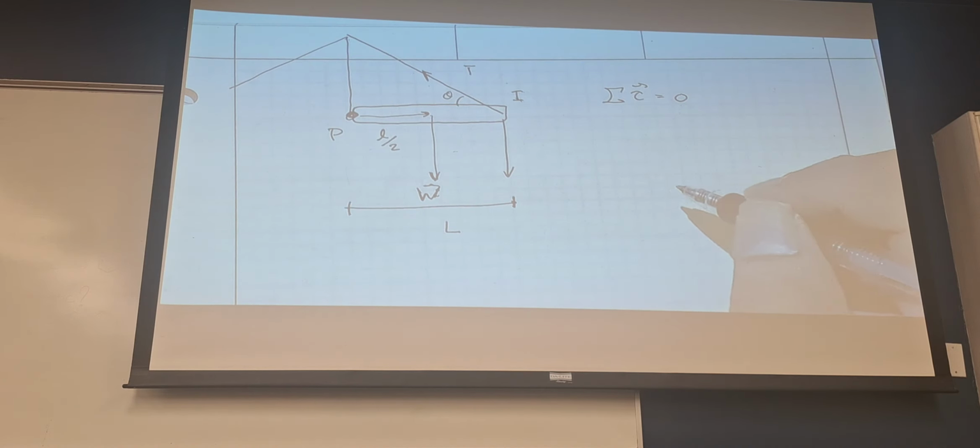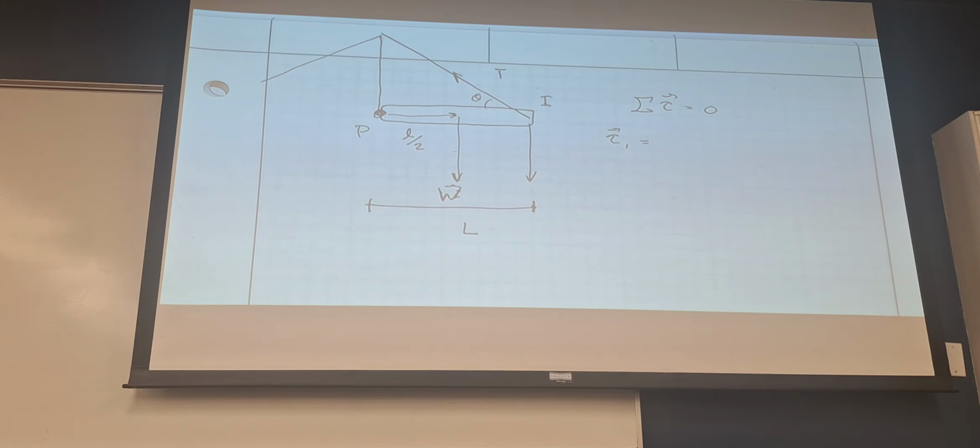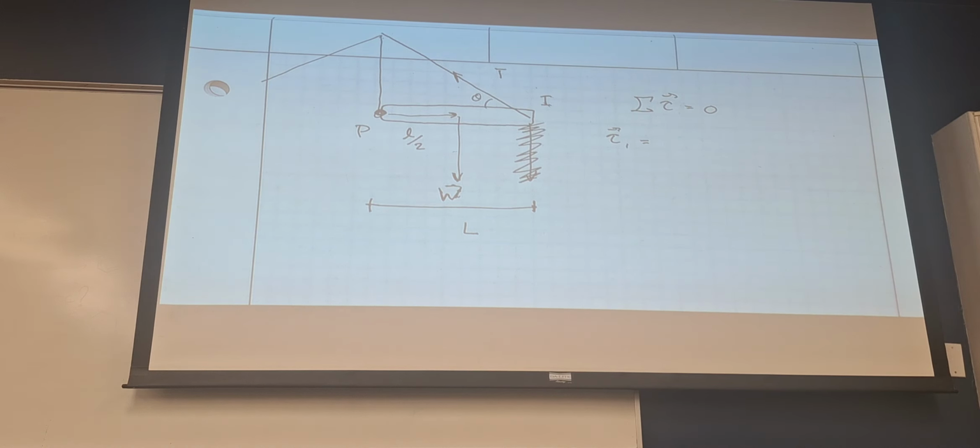So first, torque. How many torques do we have in this system? Ignore this, this is not a torque. So we have 2 torques, right? And we need to also define a direction. So we have L over 2, let's just call this R.